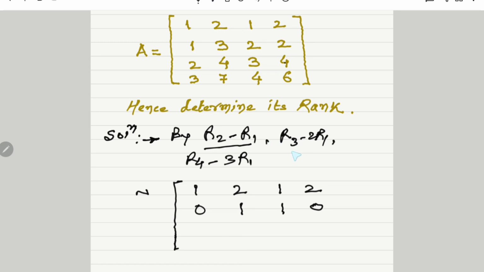Then we apply R3 minus 2R1, means first row is multiplied by 2 and subtracted from third row. Therefore 2 minus 2 we get 0, 4 minus 2 into 2, 4 minus 4 we get 0, 3 minus 2 into 1, 3 minus 2 we get 1, and 4 minus 2 into 2, 4 minus 4 we get 0. Therefore this is the third row.